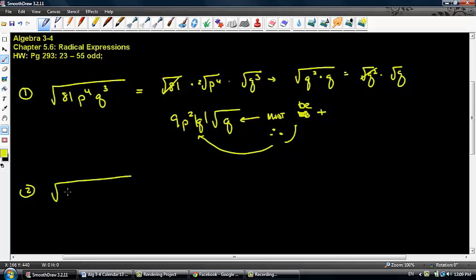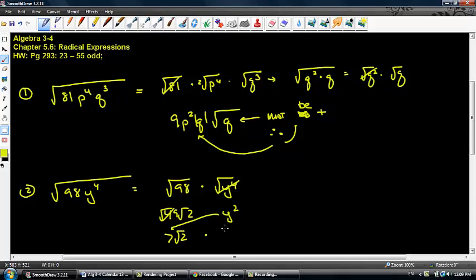Alright, next, rad 98, y to the fourth. Let's go ahead and just expand this. I like to take roots individually. So I'm going to take the square root of 98, and I'm going to multiply that by the square root of y to the fourth. Well, the square root of 98 is really 49 and 2, so that is 7 rad 2, and then that is times the square root of y to the fourth, which is y squared. Since I was able to take the square root, that's going to jump to the outside, so my final answer is going to be 7y squared rad 2.